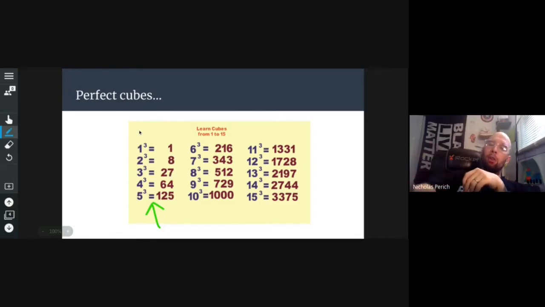So if I took the cube root of 729, I get, let me see here. Oh, 9.